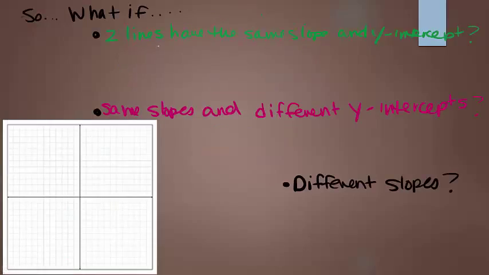All right, so what if two lines have the same slope and y-intercept? What if we have something like y equals 2x plus 3 and y equals 2x plus 3? Well, if you were graphing these, I'm sure you could tell that you're going to be graphing the exact same line right on top of itself. So 2x plus 3. All right, so this is going to look like this.